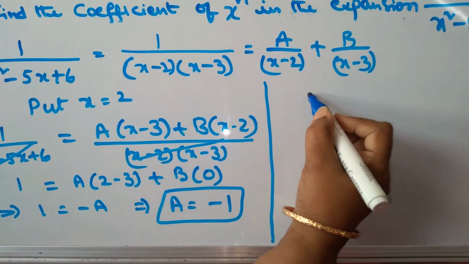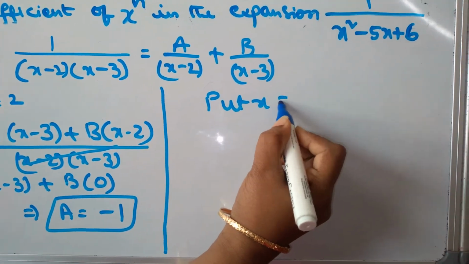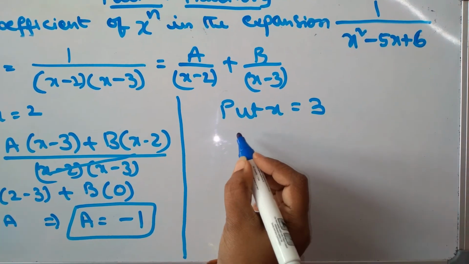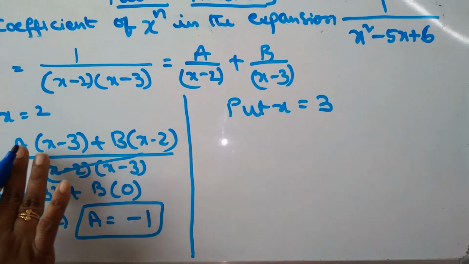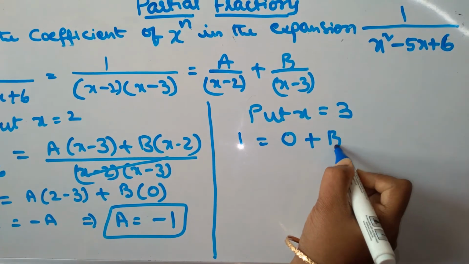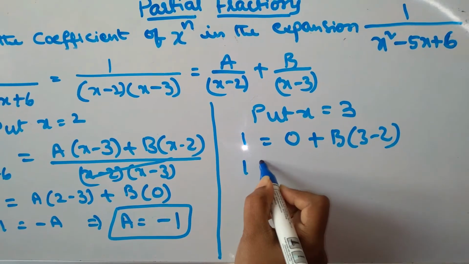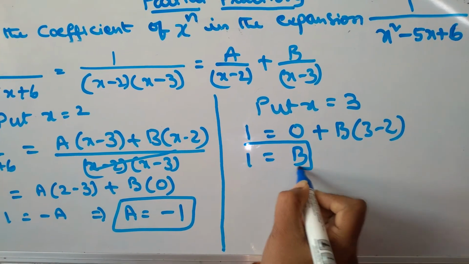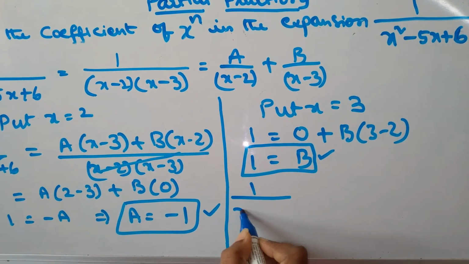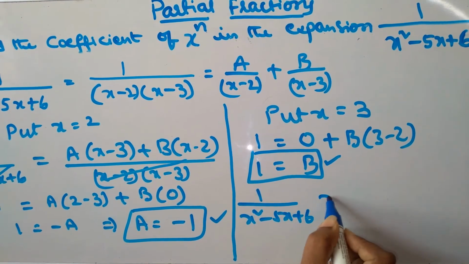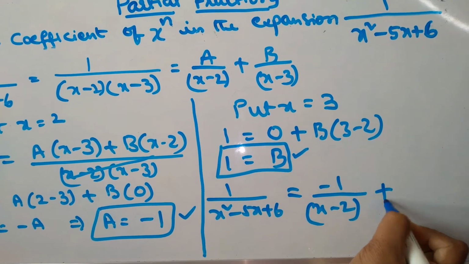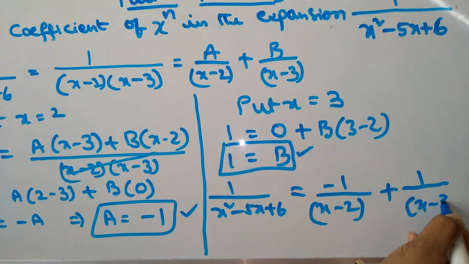Now find the value of b. For that, put x is equal to 3. In this case, the term of a will be 0. 1 is equal to 0 plus b into 3 minus 2. 1 is equal to b. So we got both the values for a and b. Now we can write it as 1 by x square minus 5x plus 6 is equal to minus 1 by x minus 2 plus 1 by x minus 3.